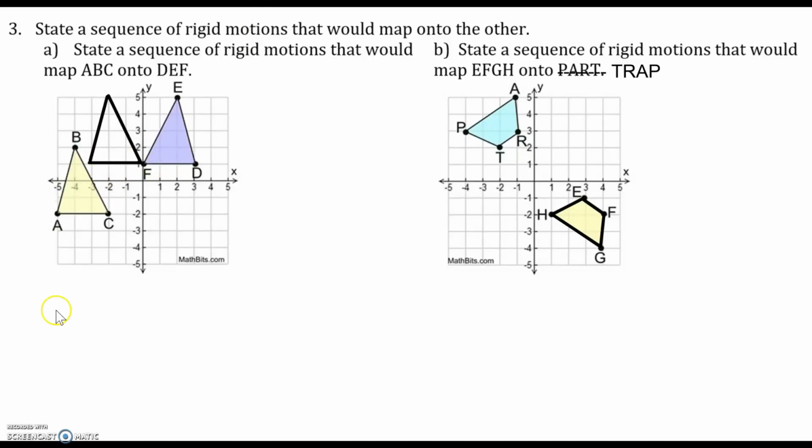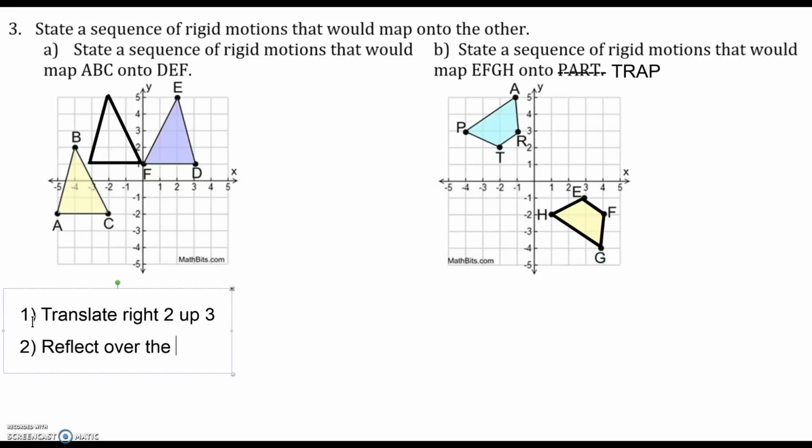So that is one way that we could do this. You could first translate it right 3, up 3, then reflect over the y-axis. And lots of other ones are going to be correct.